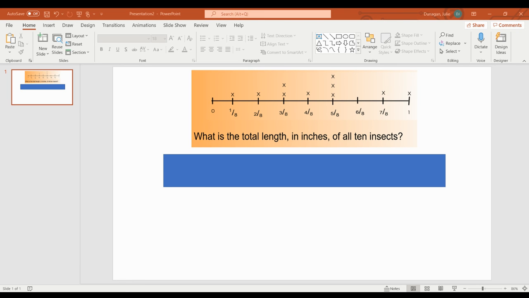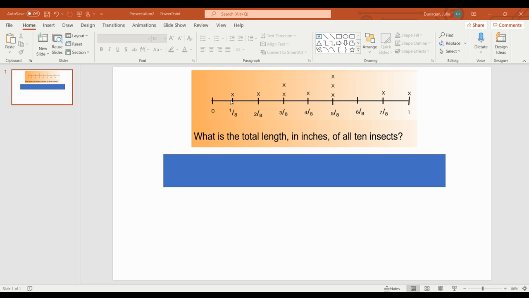So we're going to look at how to add up all the numbers to find a total when you are dealing with a line plot. So let's look at this example. We have our line plot here. And the question is, what is the total length in inches of all 10 insects?